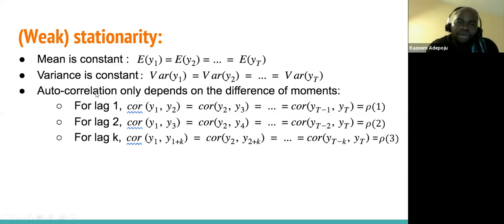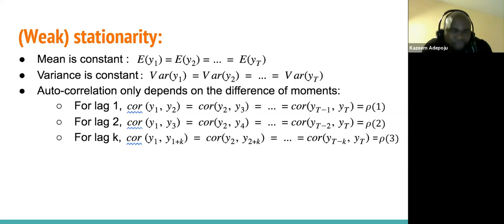Now, the variance has to be constant. The variance of the time series variable y1 has to be equal to the variance of y2, and so on like that. So when I talk about stationarity, I'm talking about having a constant mean over time and a constant variance over time. But let me tell you this.